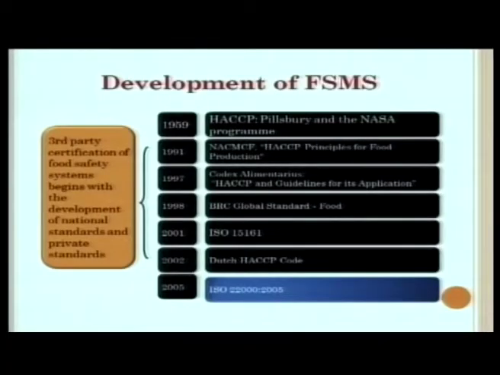In the year 2000, the national body of experts of the Netherlands joined together to develop the Dutch HACCP standard. In the year 2005, we finally have the ISO 22000 standard, the international standard available for third party certifications of food safety systems, so that the national standards and private standards can be avoided.